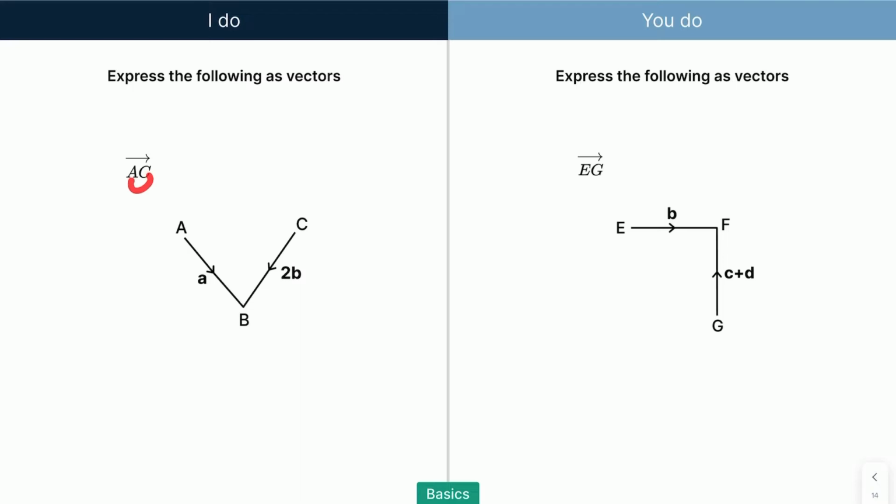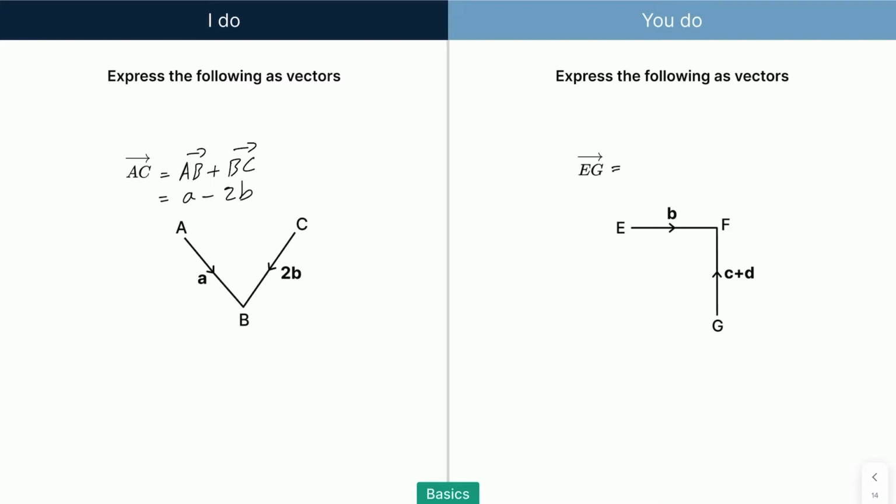With this one, just be careful with the direction of the arrows. We are going from A to C, so we're going to go from here to B and then to C. Now, we're going to write that out in full vector form, so that's A to B, and then from B to C. A to B is a. However, notice now, from B to C, going in this direction, the arrow is pointing the opposite way, so that's not going to be a plus, it's going to be a minus 2b.